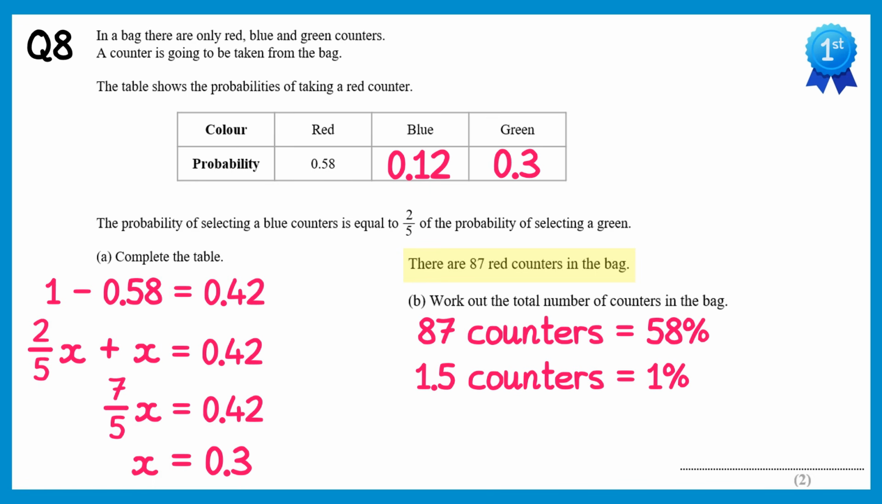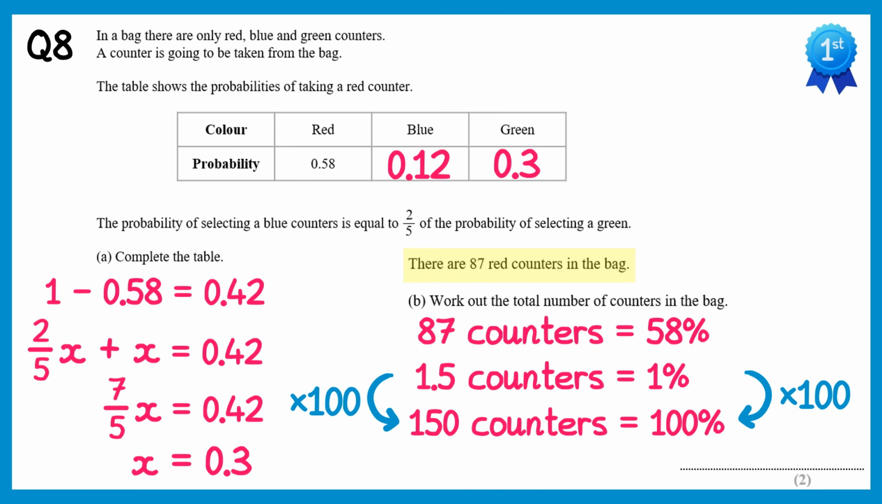You might think that sounds a little bit weird because you can't have half of a counter, but it doesn't matter because we're now going to multiply this by 100. If you multiply both sides by 100, you find that 150 counters is the same as 100%. So that's all of the counters in the bag, so the answer must be 150 counters.